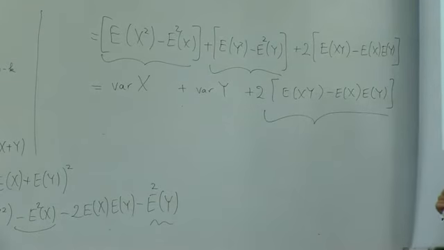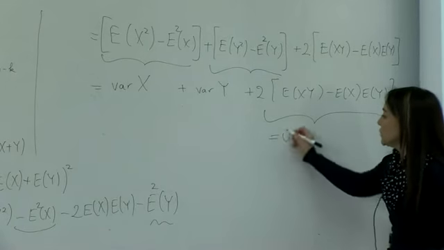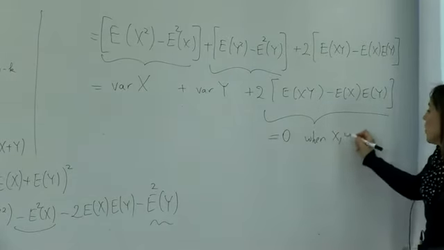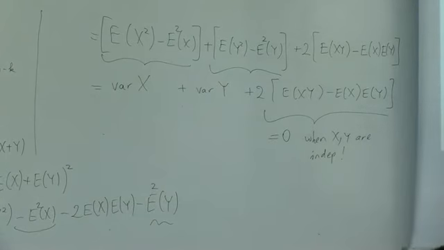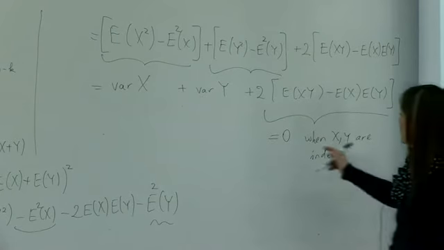As Selin pointed out, this term is equal to 0 when x and y are independent. In general, this term may be positive or negative. Also, this term being 0 does not imply that the random variables are independent.